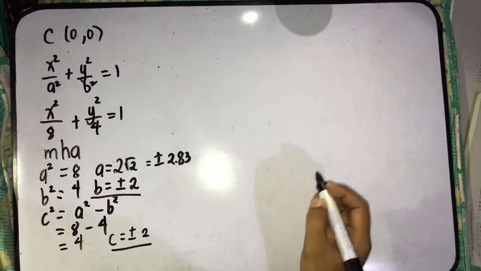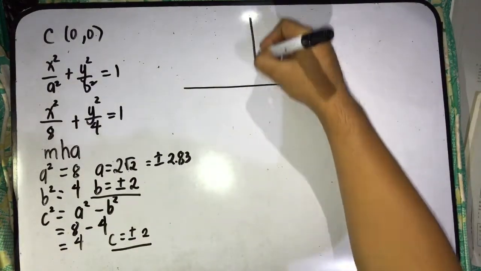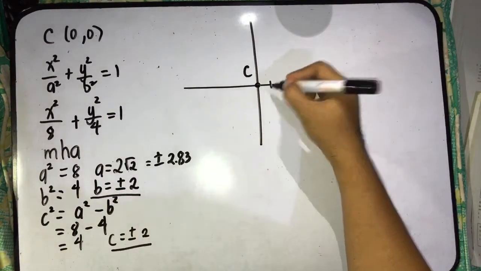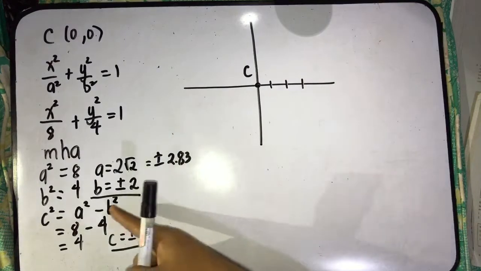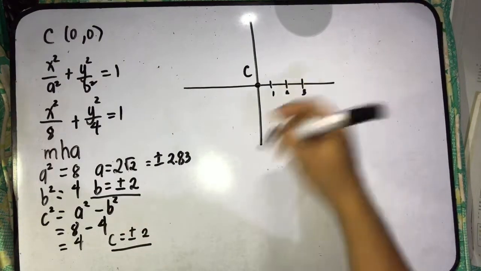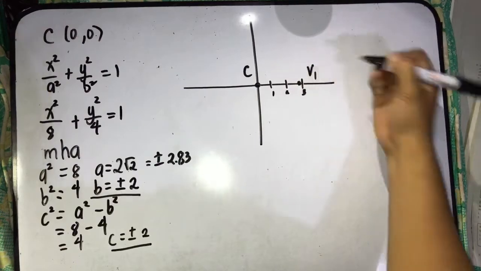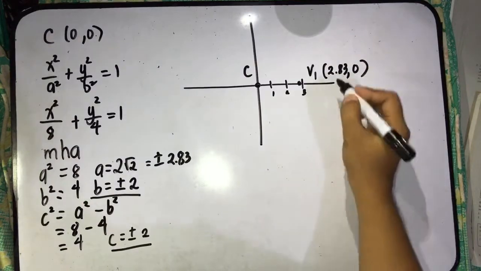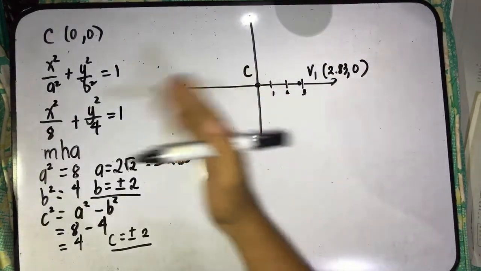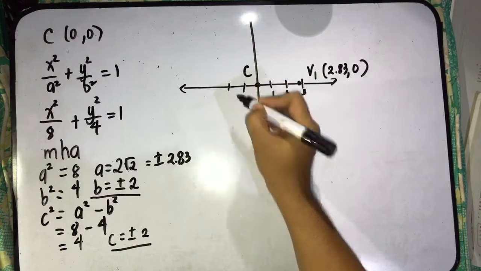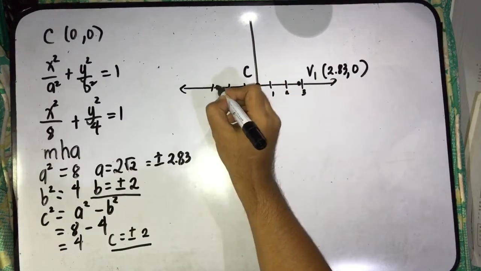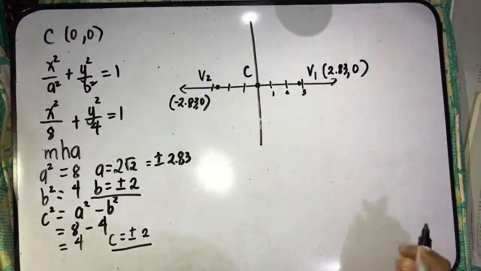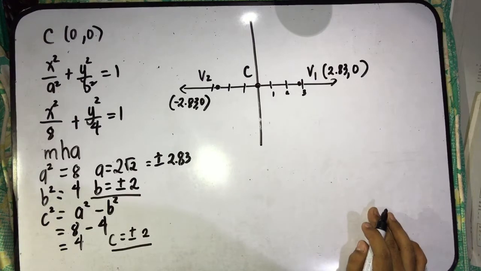Major horizontal axis, pag drawing natin siya, the center is at the origin. So, this is the center. Major horizontal, 1, 2, 3. That becomes 2.83. So, most likely, this is V1. Where is the location of V1? V1 is located at 2.83 and 0. Where is V2? V2 is located to the left of the center. 1, 2, 3. So, this is V2, and the location of V2 would be negative 2.83 and 0.